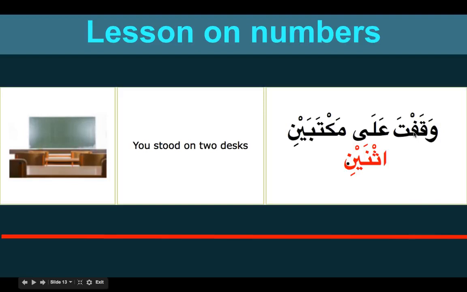Waqafta means you stood. Waqafa is he stood. Waqafta is you stood. Waqaftu is I stood. So you're saying waqafta ala maktabaini. Maktabaini is ism majroor. Maktabani is two desks. Maktabaini is two desks, majroor form. Maktabaini ithnaini, on two desks. This is about single and dual. Now we'll do numbers 3 to 10, inshallah.